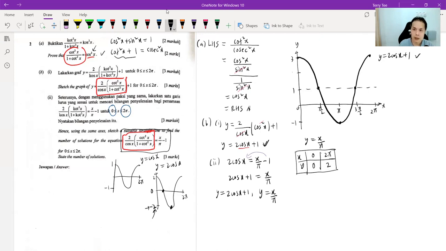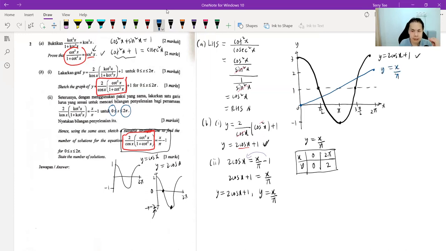Now we know 2 is around here. So maybe I use a blue color line, easier to see the difference. Now this is 0, 0, 2 pi and 2 is here. I just have to draw a straight line. Oops, my straight line is a bit too far up. Sorry. Okay, my straight line should be, okay, it's not very straight. Okay, I think it's all right. Yeah? y equals x over pi.